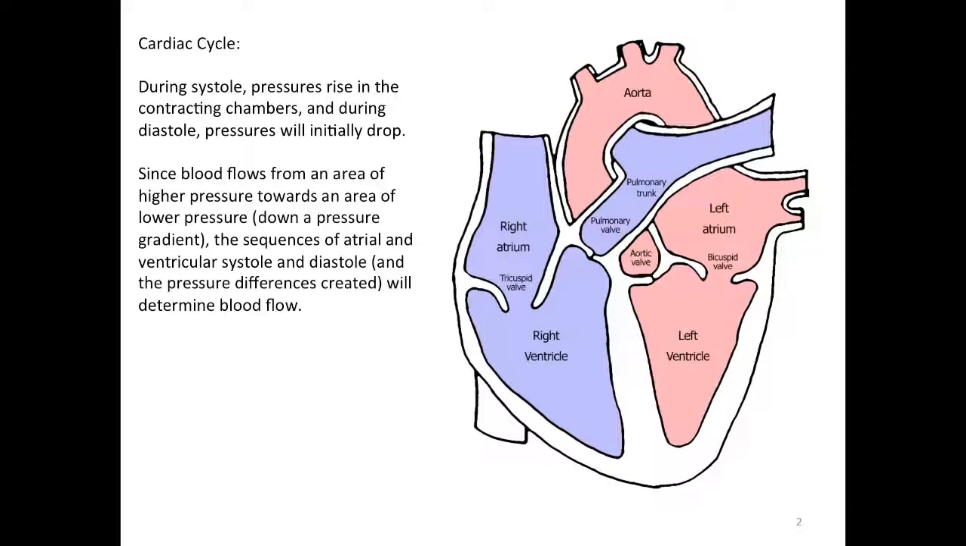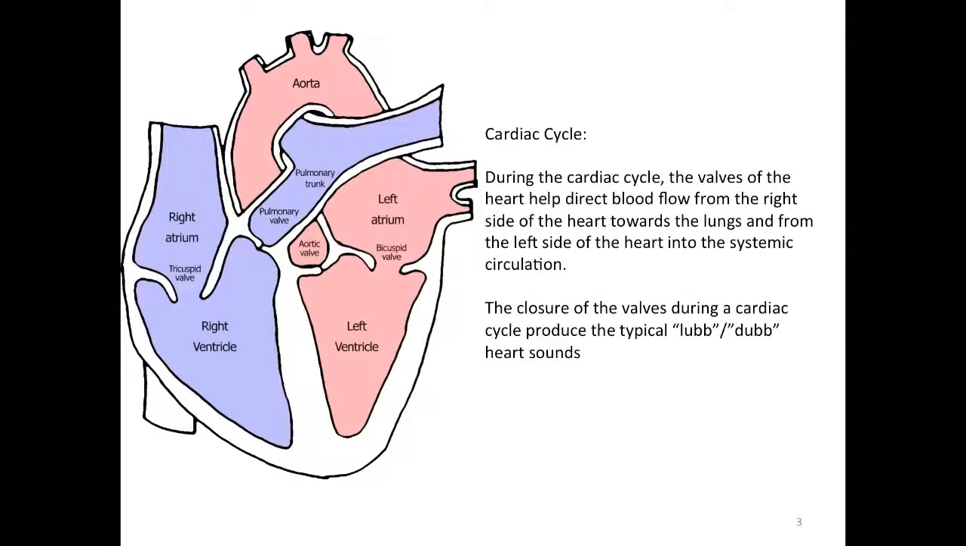Since blood flows from an area of higher pressure towards an area of lower pressure, down a pressure gradient, the sequences of atrial and ventricular systole and diastole, and the pressure differences created will determine blood flow. During the cardiac cycle, the valves of the heart help direct blood flow from the right side of the heart towards the lungs and from the left side of the heart into the systemic circulation. The closure of the valves during a cardiac cycle produces the typical lub-dub heart sounds.